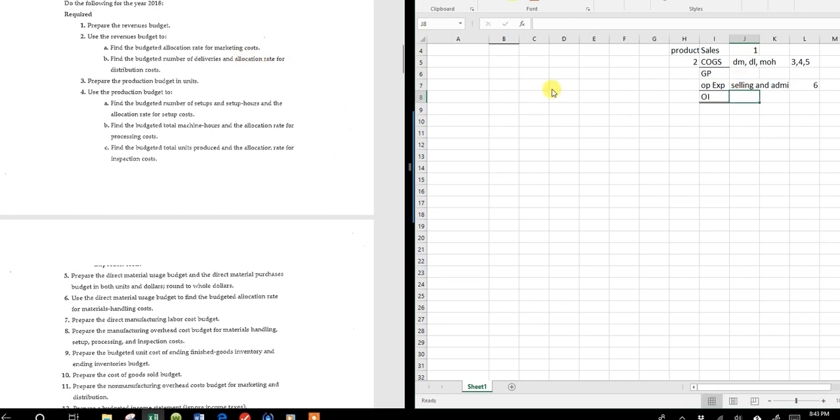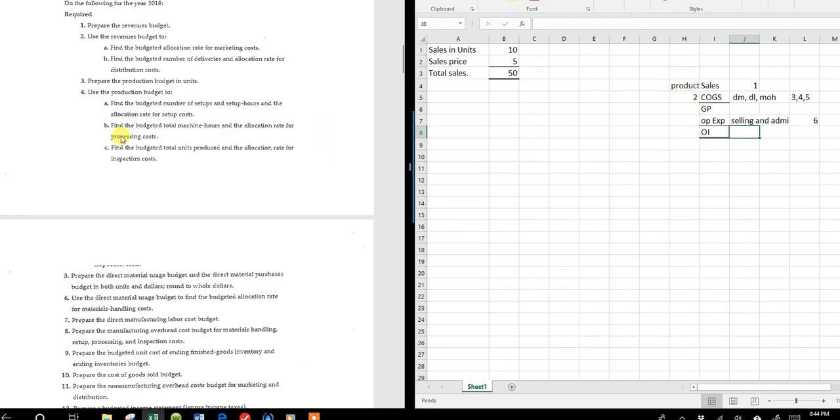Okay. So they're giving us allocation rates. We're going to get allocation rates for overhead. We're going to get allocation rates for selling and administrative, because it's not like direct materials that go directly into the product. Okay, so then we're going to find the budgeted number of deliveries and allocation rate for distribution costs. So distribution costs are selling costs. So we're going to base it on this revenues budget. Then we're going to do a production budget. So notice that's our second one, production budget. And then we're also going to have some overhead items. So we use the sales budget to get overhead items for selling costs.